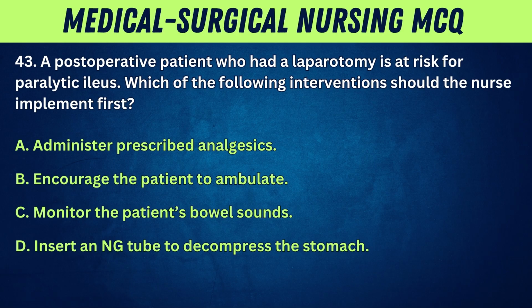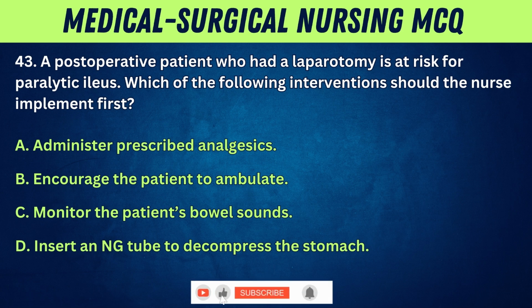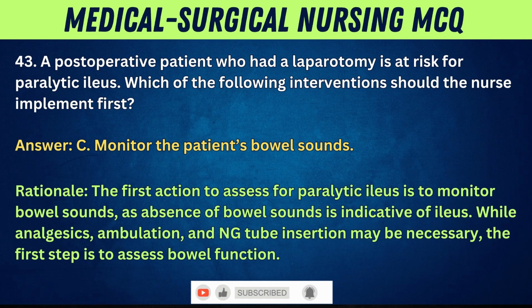43. A postoperative patient who had a laparotomy is at risk for paralytic ileus. Which of the following interventions should the nurse implement first? A. Administer prescribed analgesics. B. Encourage the patient to ambulate. C. Monitor the patient's bowel sounds. D. Insert an NG tube to decompress the stomach. Answer: C. Monitor the patient's bowel sounds.